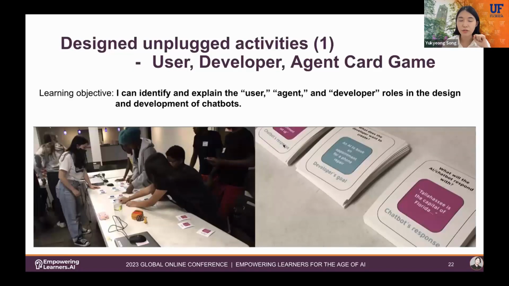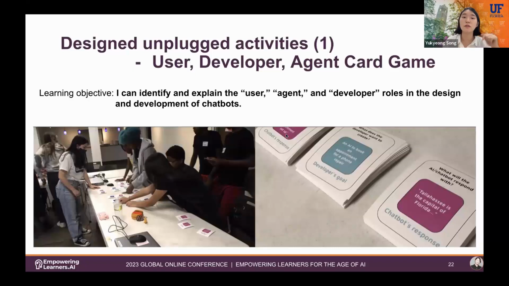So developers' goals, chatbot's response, and this is supposed to be users' utterances. We randomly shuffle them, and students are supposed to match those three intentions of user, agent, and developers. So for example, this chatbot response is, Tallahassee is the capital of Florida. And the development goal should be an AI that talks about facts about states in the United States.